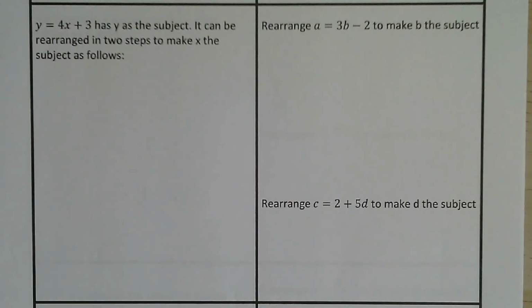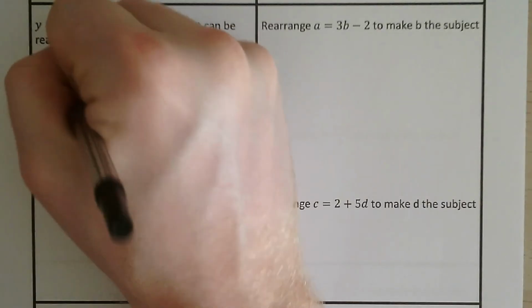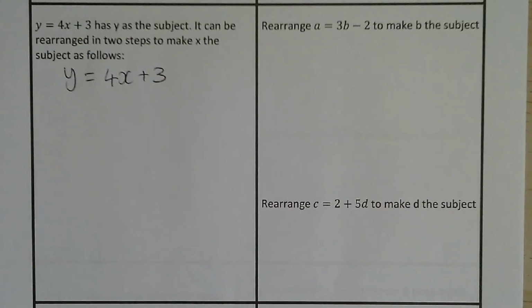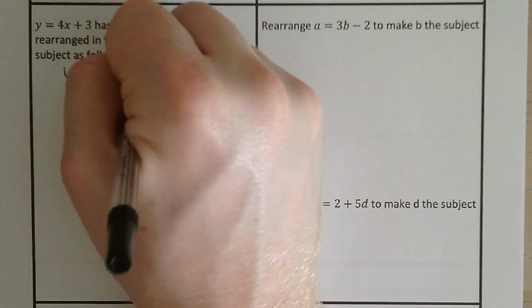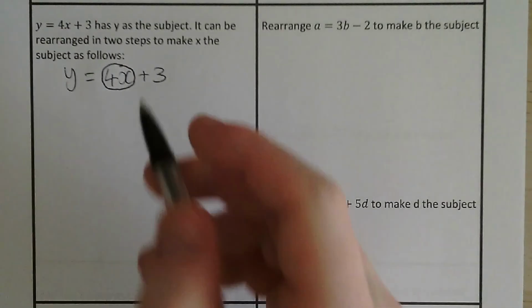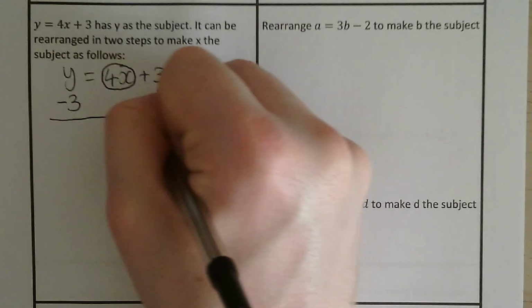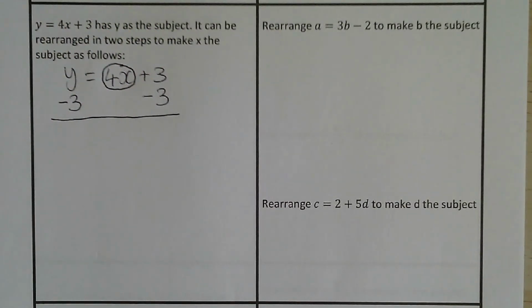For our next example, we have the formula y equals 4x plus 3. Y is the subject as it's isolated by itself, but we need to try and make x the subject. To do that, we are going to isolate the term that contains x first. So we're going to isolate 4x. That means we need to get rid of the add 3, so we are subtracting 3 from both sides of the formula. Here we have y take away 3.